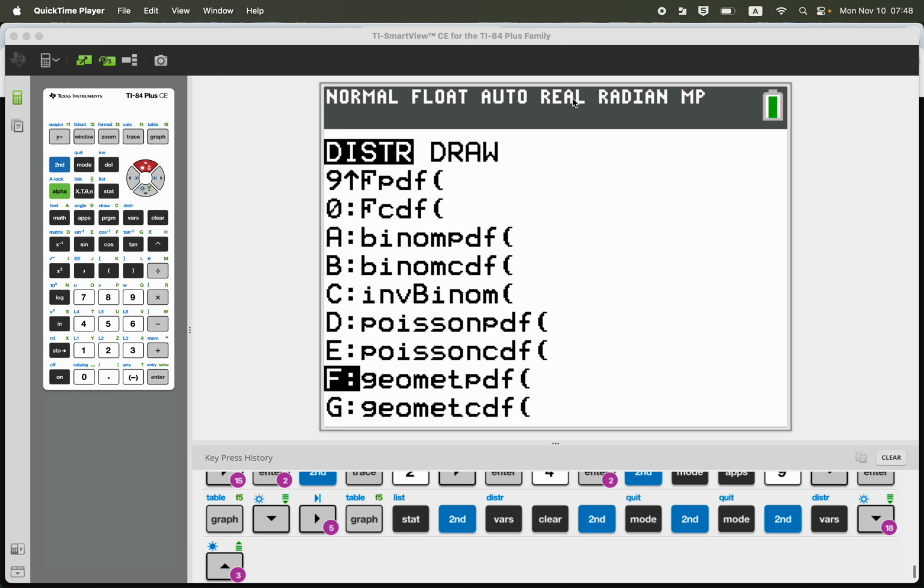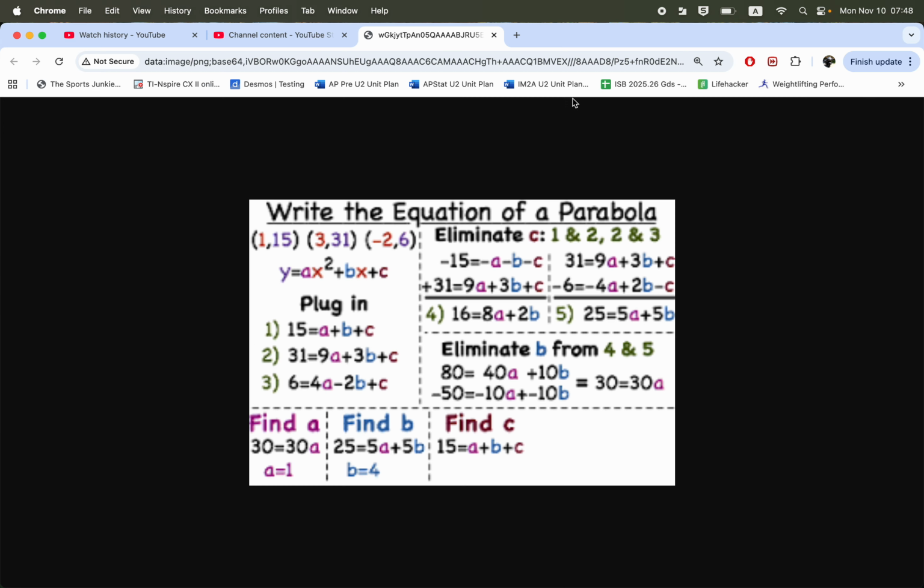So today we're going to talk about solving a system of three equations, three unknowns. Specifically, we want to apply this to writing the equation of a parabola traveling through any 3 points.